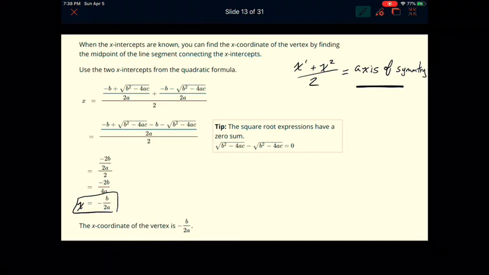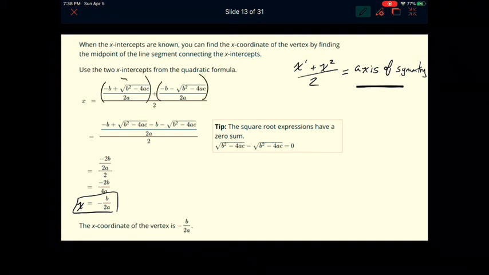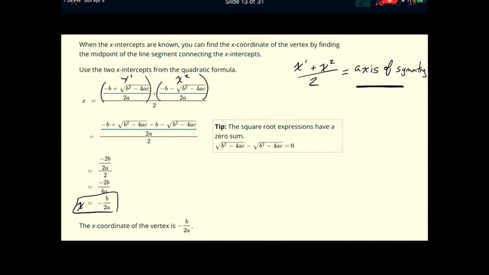So basically that's saying x1 plus x2, all divided by 2, and then they're calculating all of that and figuring out that that is indeed true. So you just have to know that the x-coordinate equals negative b divided by 2a. I don't expect you to be able to prove it at all, but this is how it works.